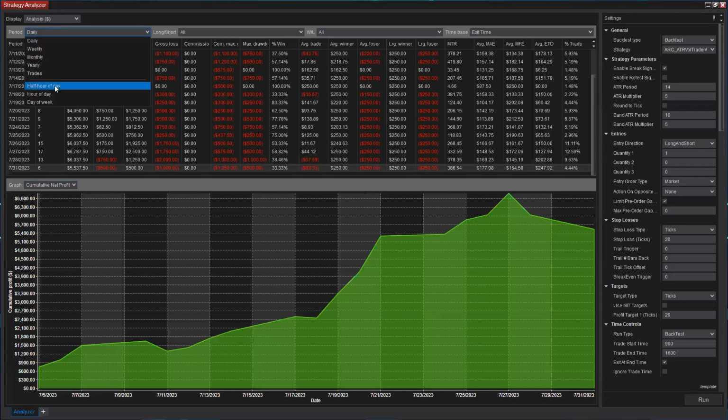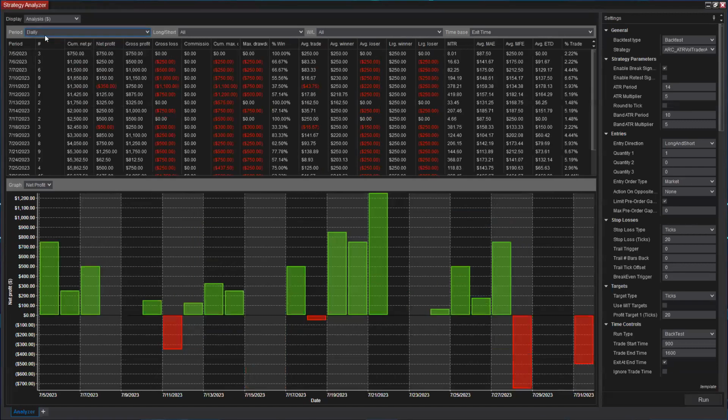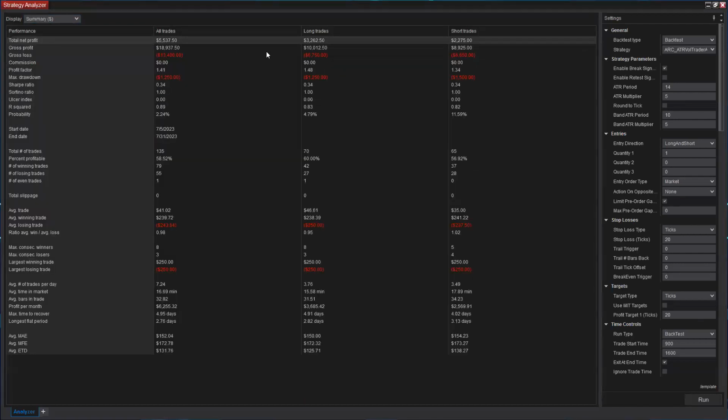Let's go back here. You can look at it by time as well. You can see, is there any particular time that's kind of kicking us in the pants? Doesn't look like anything alarming in this case. Looks pretty decent. So there's our numbers on ES, and we'll get you these templates. We can get them loaded into the members area for you.